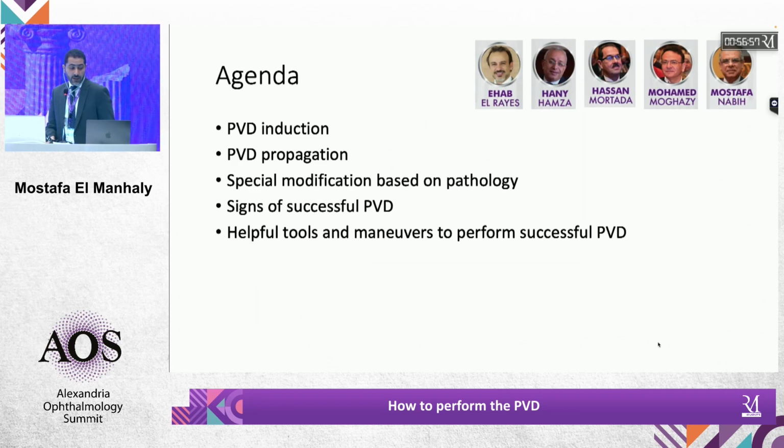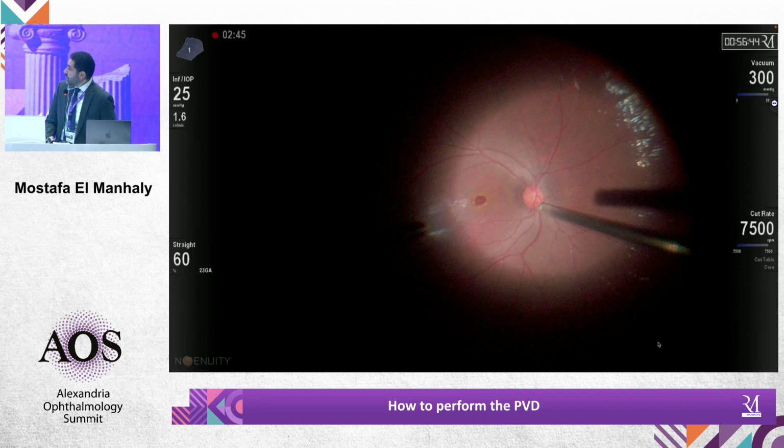So our agenda today is to discuss how to induce a PVD and how to safely and efficiently propagate the wave of the PVD. Do we need a special modification based on the pathologies that we are dealing with? What are the signs of successful PVD, and what are the helpful tools that we can use during our surgery?